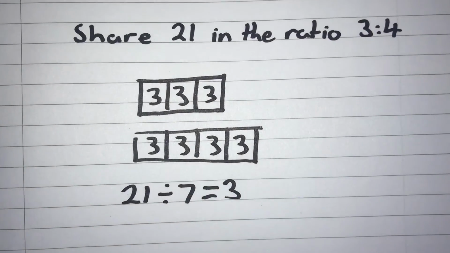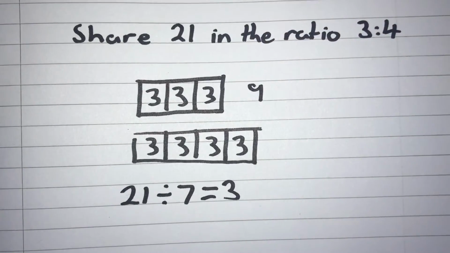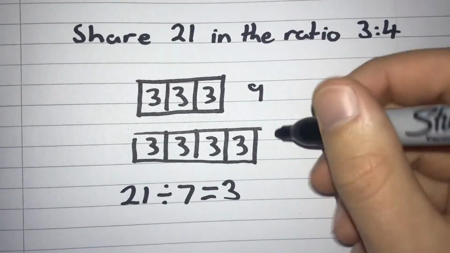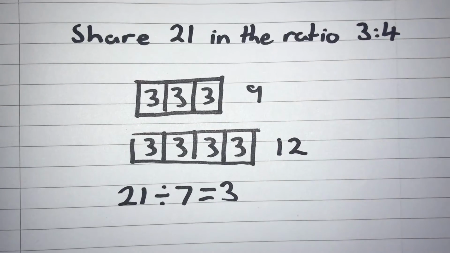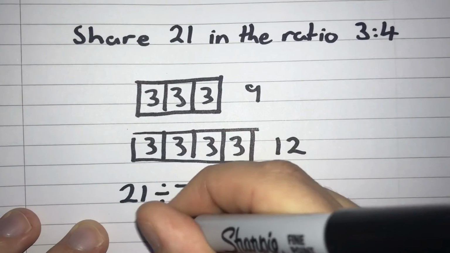So our first bar in total, well that's 3 lots of 3, is going to be worth 9. And then our second bar, that's 4 lots of 3, which in total is going to be worth 12. So of course, remembering that we've got to keep the same order from our question, our answer is going to be 9 to 12.